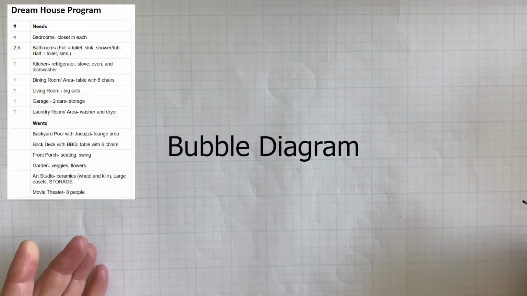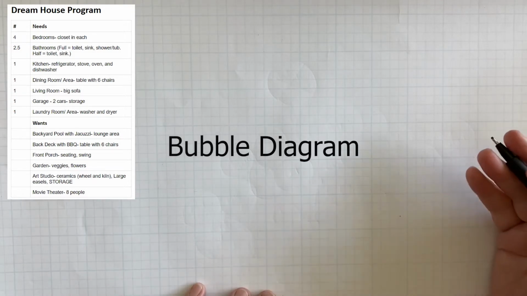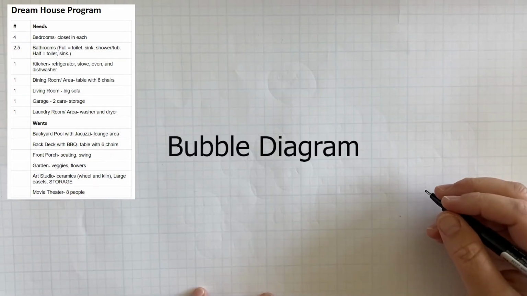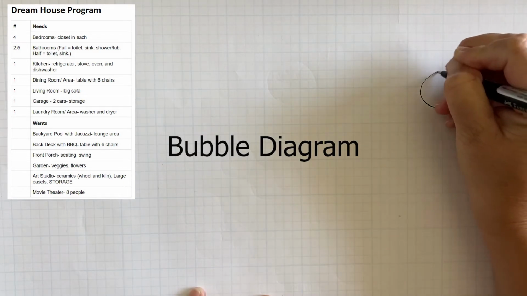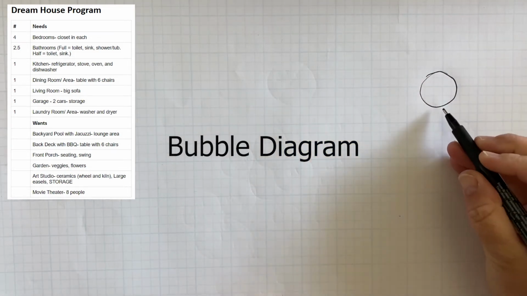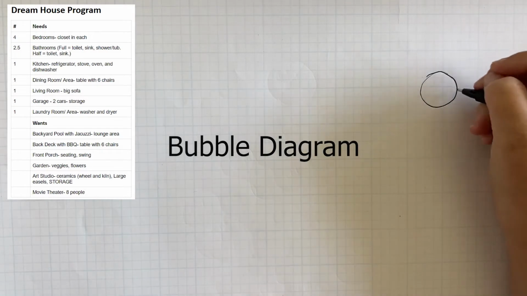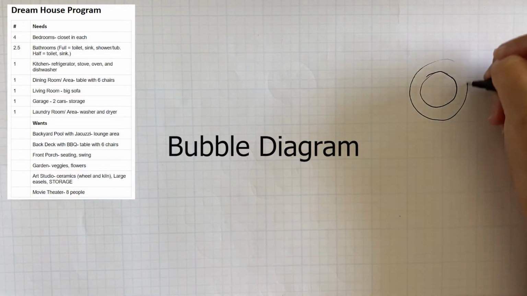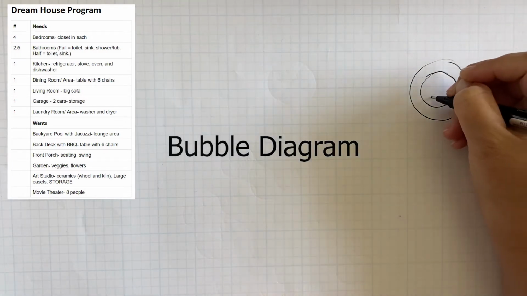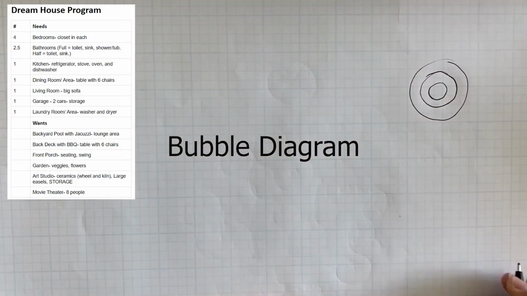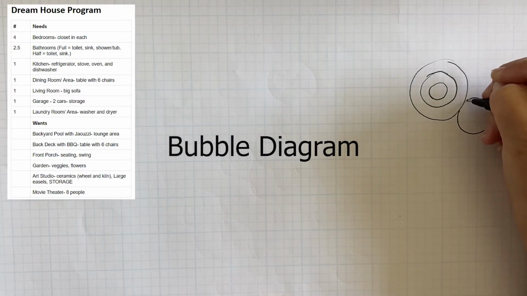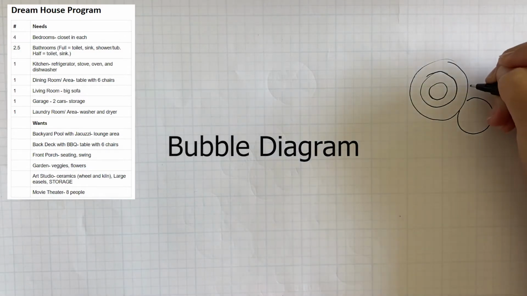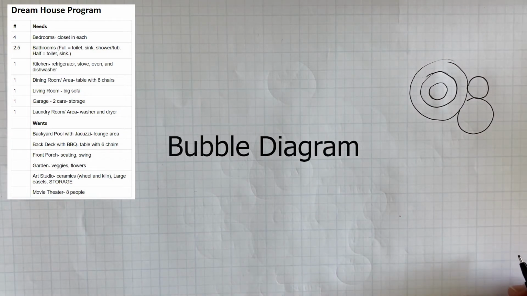So a bubble diagram to start is just what you would imagine. It's a diagram of bubbles. So bubbles, as you know, are round. And what's nice about the circle is the circle can expand and get bigger, and the circle can shrink and get smaller. So our bubbles in our bubble diagram are going to get larger when we're making a bigger space, and smaller for a smaller room.